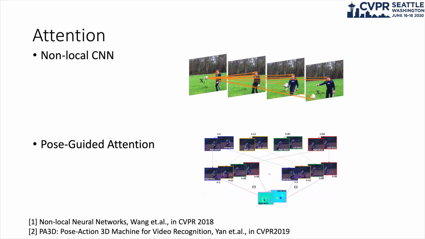The first typical work is the non-local CNN, which uses a self-attention mechanism to extract information related to each pixel in the feature map. And the second type of work is the pose-guided attention. Because we know that people are important in activities, and they are the agents that perform the activity. So the pose or the skeleton of people is important information. This method uses pose as the guidance for the attention mechanism to extract information.